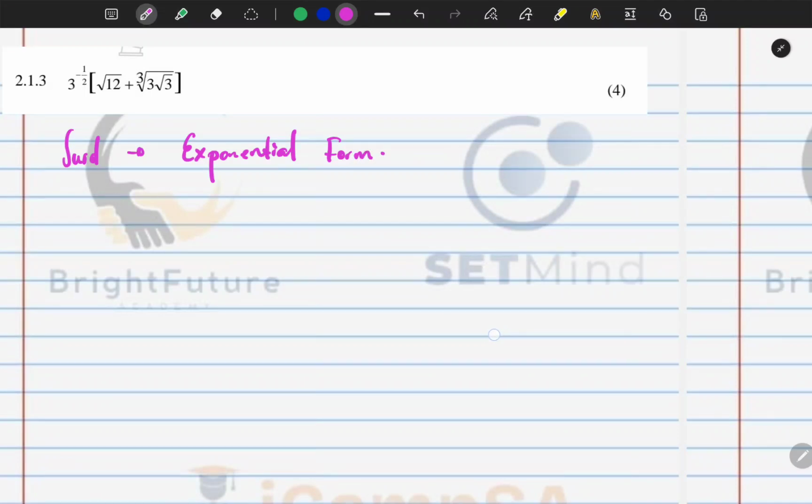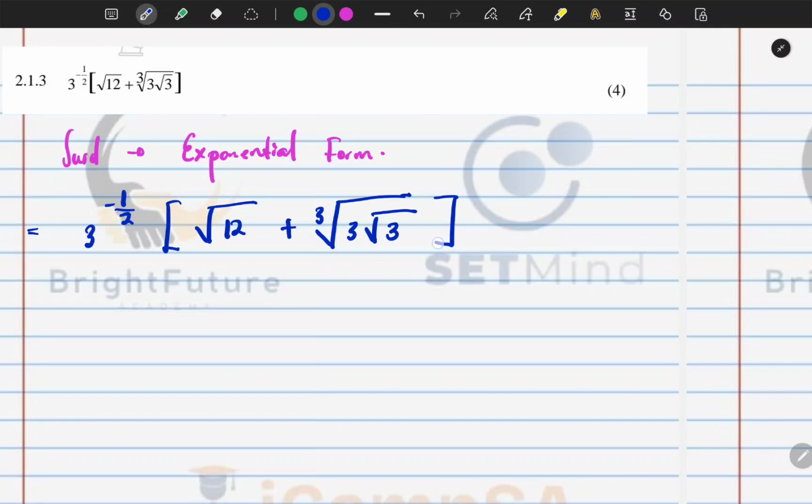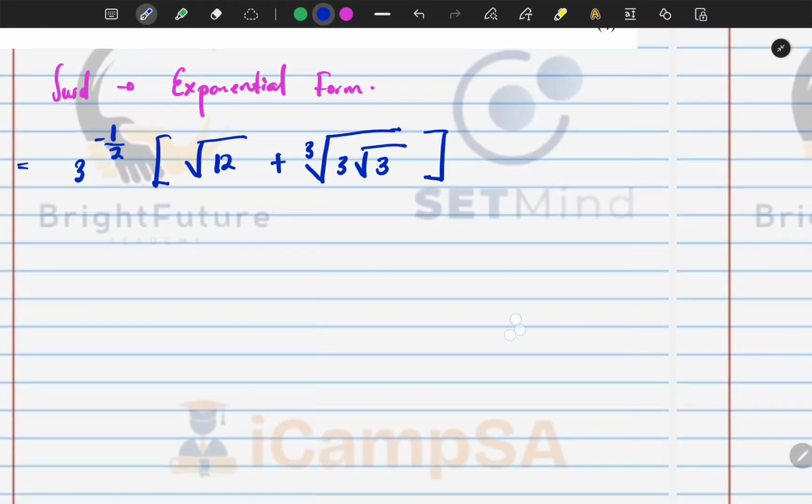Alright, so let's see how we are going to write this. We have 3 raised to the power of -1/2 into root 12 plus the cube root of 3 root 3. So let's try and change this. We are going to start with changing root 12.